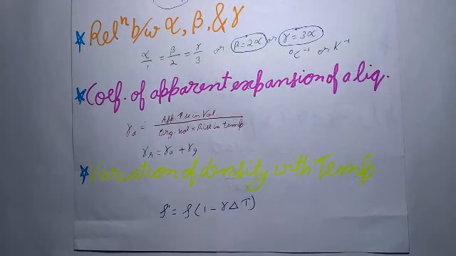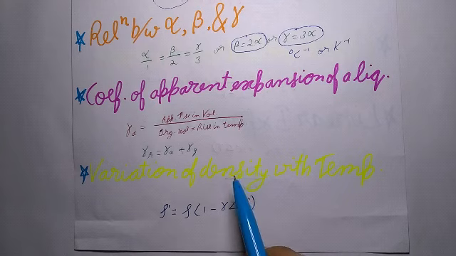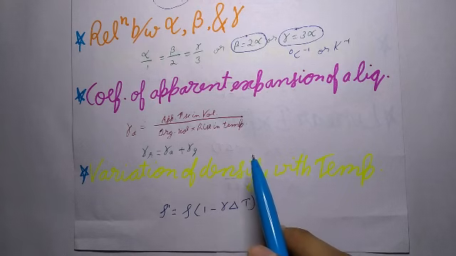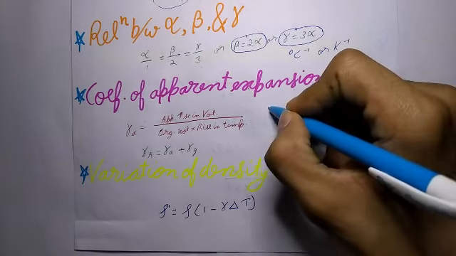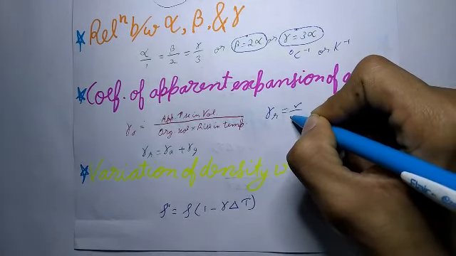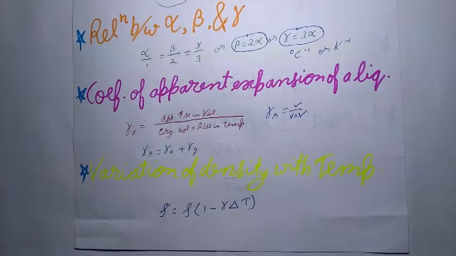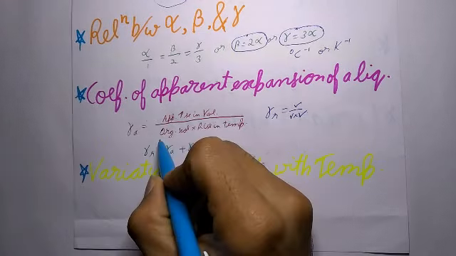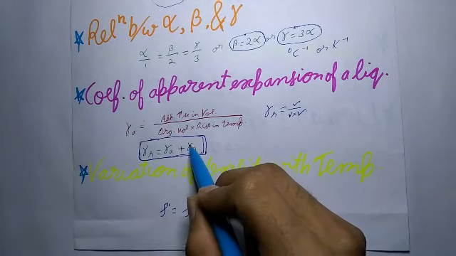Now, next is variation of density with temperature. Before moving towards this topic, let's understand the coefficient of real expansion of a liquid. It is defined as the real increase in volume per unit original volume per degree rise in temperature, and this is given by gamma R, which equals real increase in volume upon original volume into rise in temperature. If gamma G is the coefficient of cubical expansion of the glass material or of the container, then this is the relationship between gamma A and gamma G.